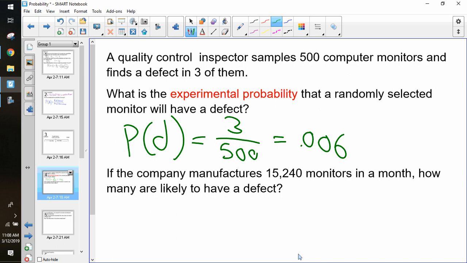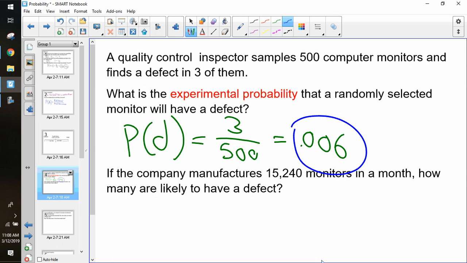If I flip a coin and I just want it to land on the ground, well, it's going to land on the ground, assuming someone doesn't catch it or do something like that. So that's going to be a 100% chance. And so if all the possible outcomes are desired, then it's 100% chance. If there's no desired outcomes possible, then that's 0% chance. So we have a 0.006 probability to get our defective monitor.